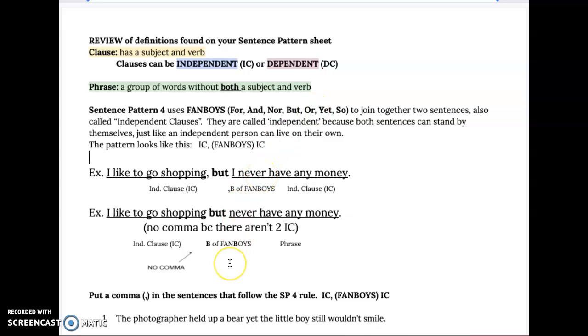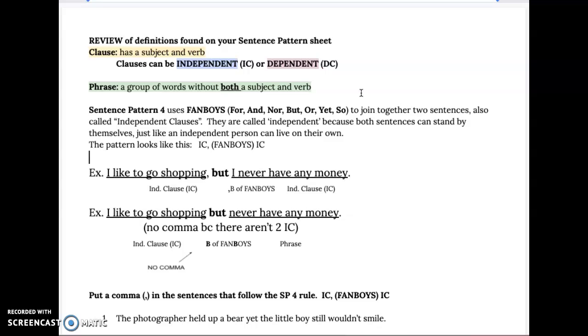Hey, ninth graders. I had a request from a few students to do a review of independent and dependent clauses and how to do the different sentence patterns that you're supposed to be editing for this next assignment. So you should have turned in your Icarus paragraph.